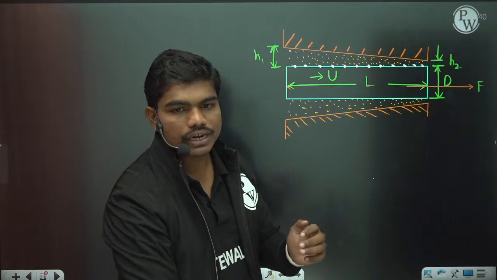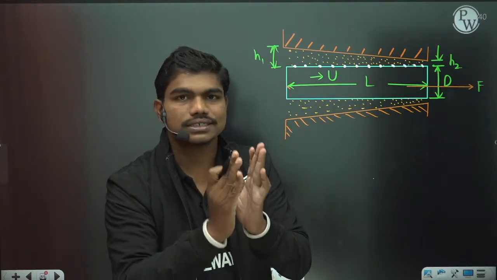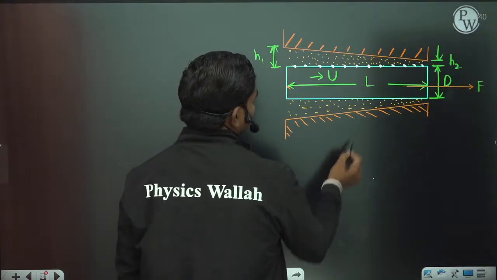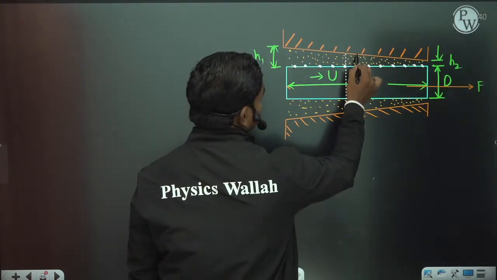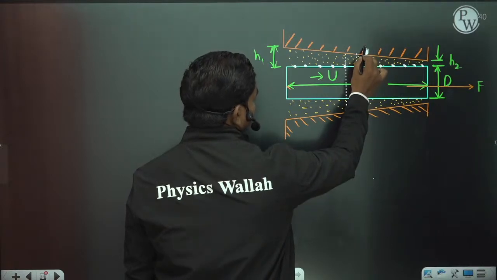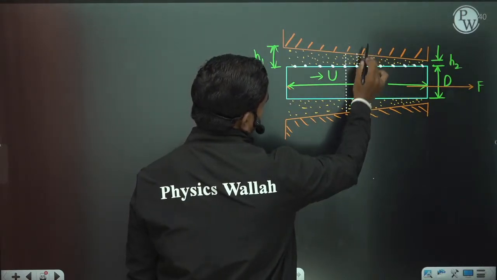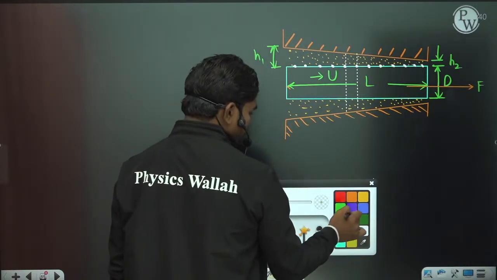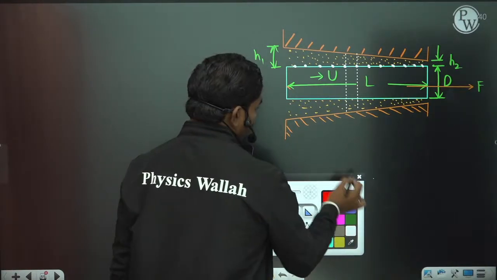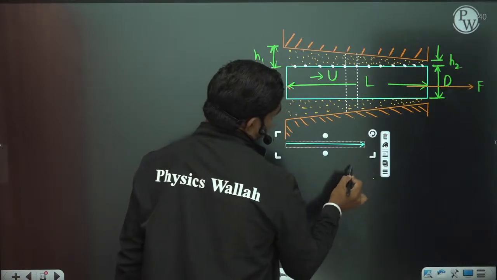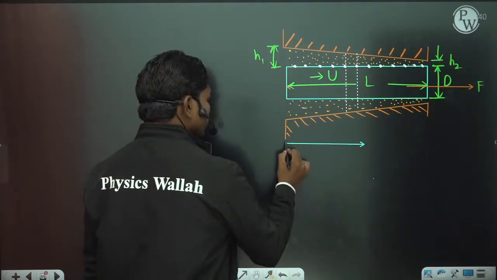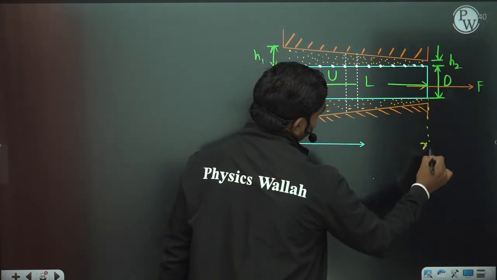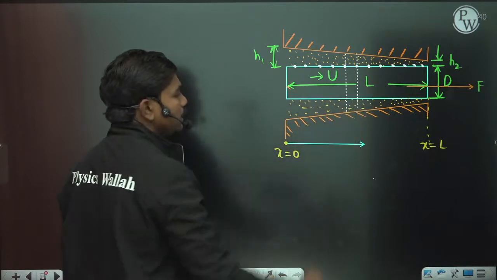Okay, so what we will do, we will take a small section. Let us try to see how it works out. Let us suppose I have taken some small section of the shaft like this. If I define a coordinate system from this location, let us suppose this is the location of x is equal to 0, this is the location of x is equal to L, for example, because it's totally of length L.